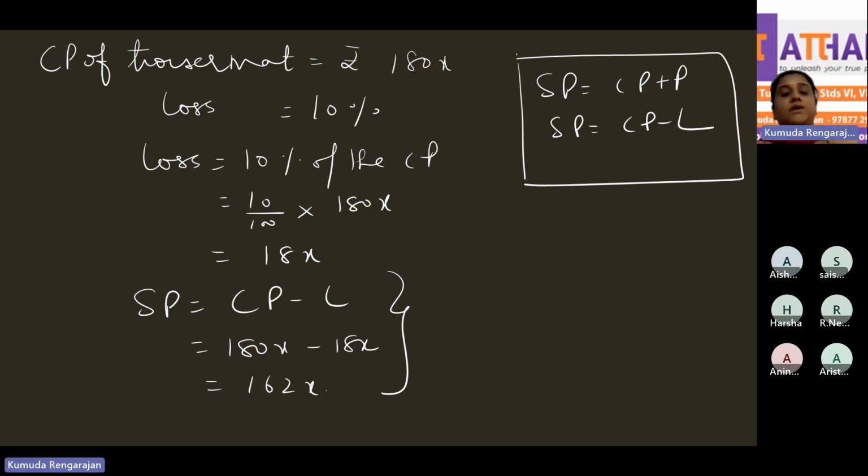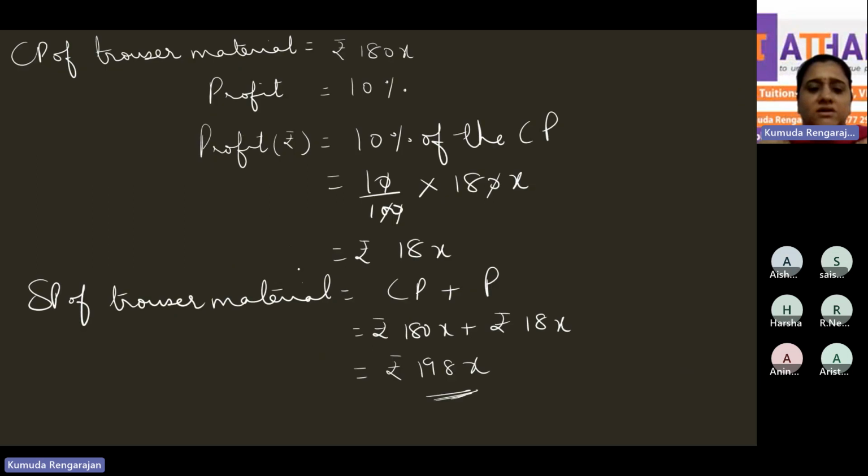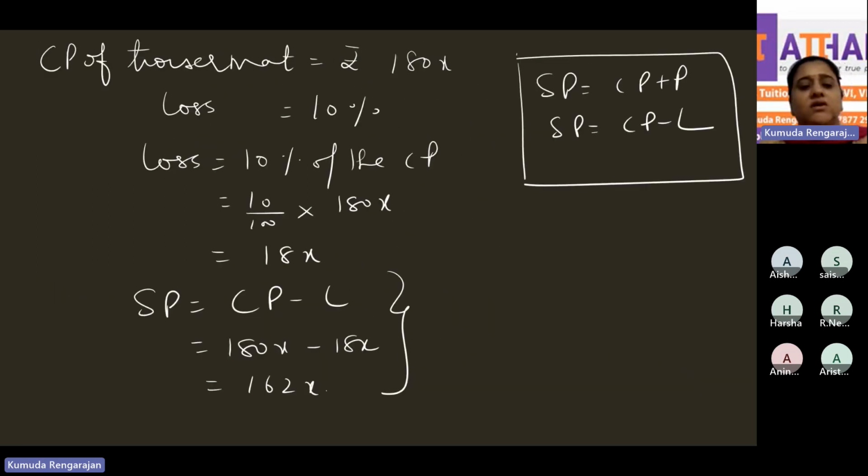All right. So if the loss were 10%, the method is the same. Loss is equal to 10% of the CP. So 10% of 180x, which is 18x. The same thing. Here you got profit is 18x. Here loss is 18x. But how do you find the SP? If it's a loss, it is CP minus loss. So 180x minus 18x, 162x. If it's a profit, you add it. Okay.